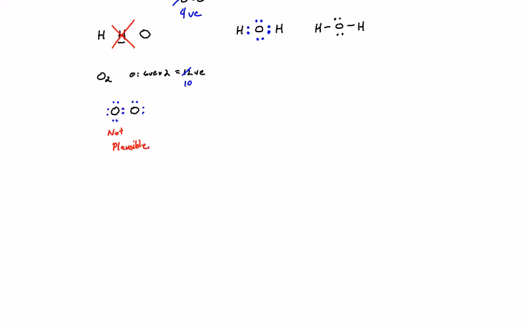Another way that we could have arranged them would be putting 2 between the oxygens, and then the other 10, 1, 2, 3, 4, 5, 6, 7, 8, 9, 10. Here you can see that we have 2 atoms that do not have a full octet. So that's also not plausible.